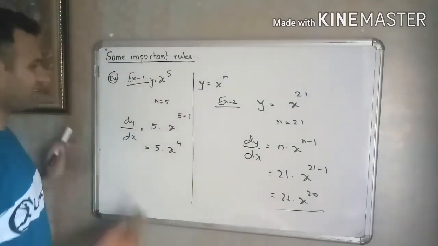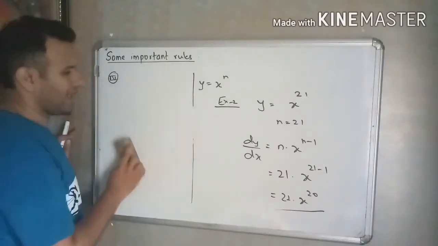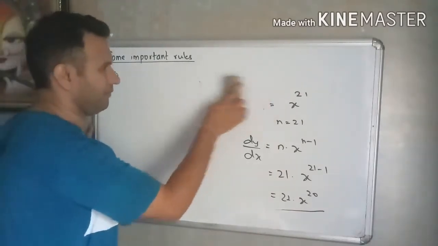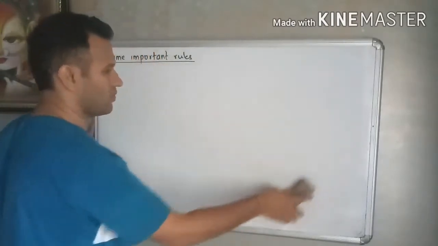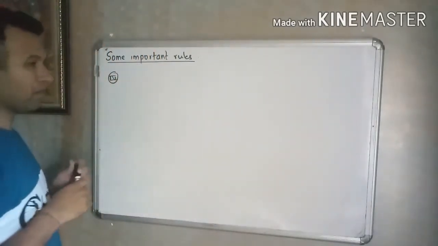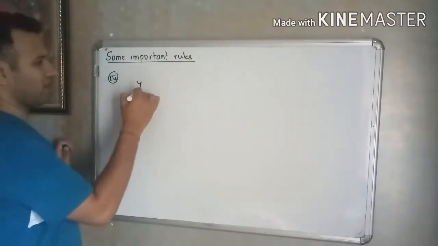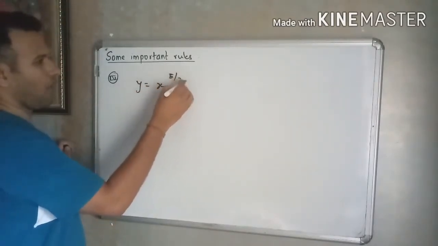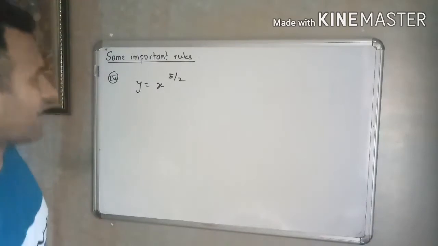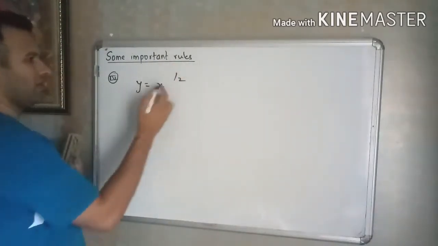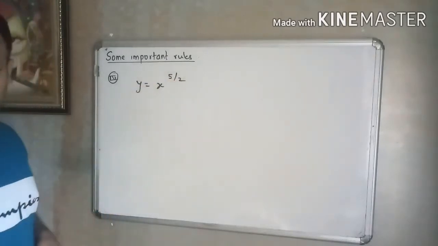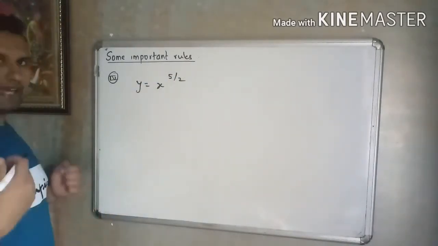So let us take a few more examples, right? Let's take an example here: y is equal to x raised to 5 by 2. Okay, so you can pause the video and try it yourself. Please try this question, pause the video here, try it, I will solve it.